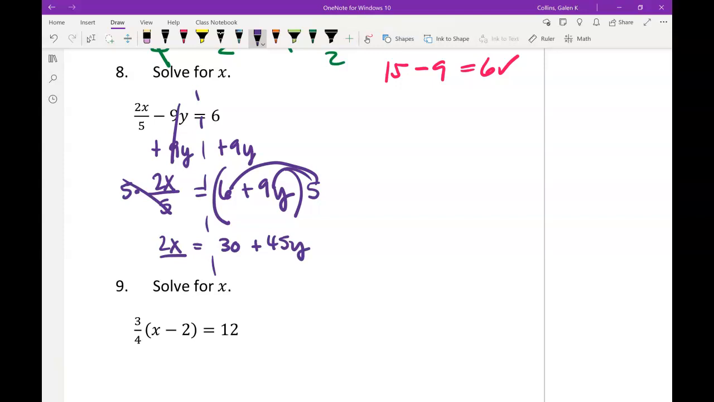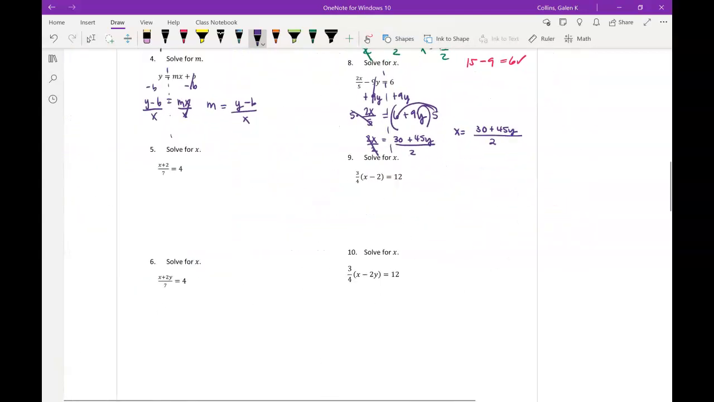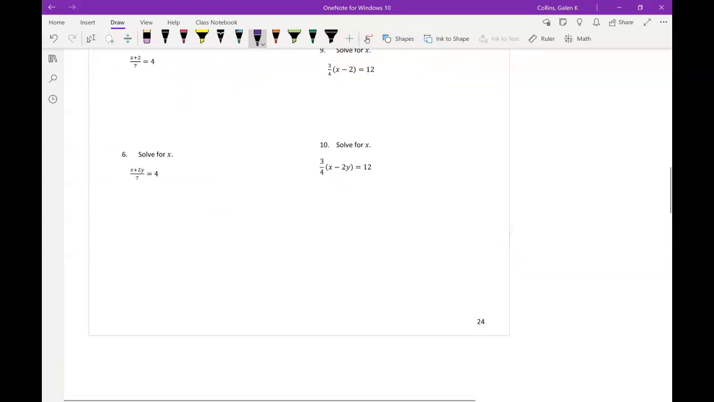In our very last step, we want to divide everything by 2. So when we divide both sides of the equation by 2, I'm dividing everything on that right-hand side by 2.